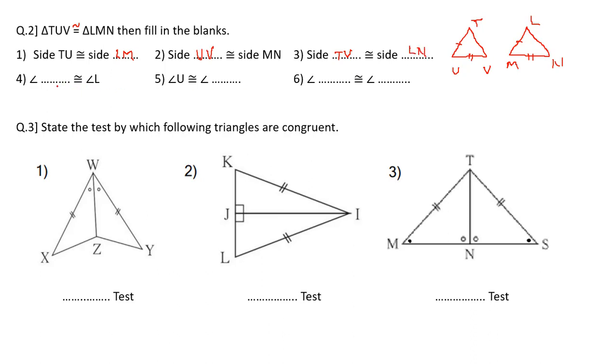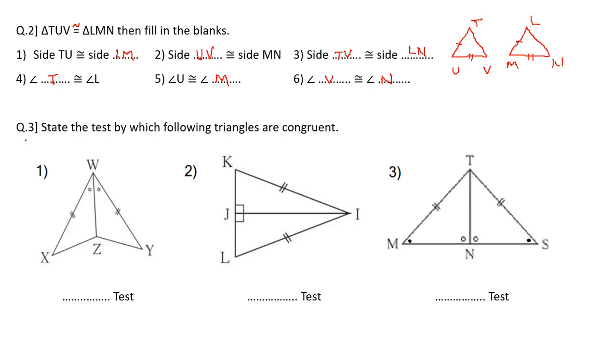Now fourth one, which angle is congruent to angle L, that is T. Angle T is congruent to angle L. Angle U is congruent to angle M, and remaining V is congruent to angle N, right, in this way.